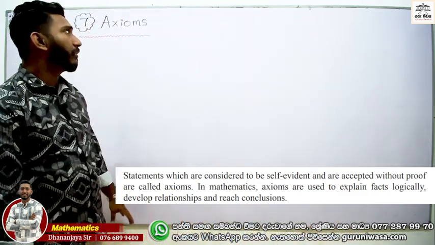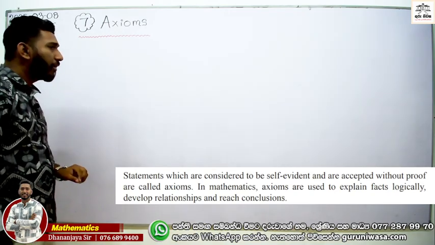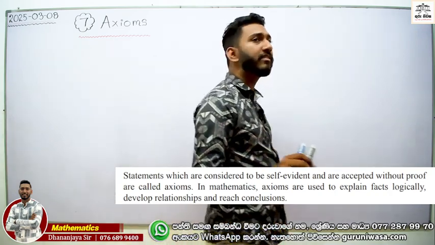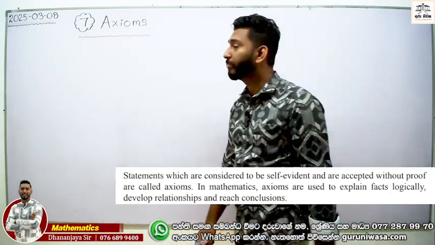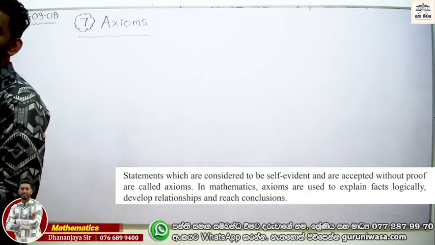Now, write the topic as Axioms, lesson number 7, put a star mark and write these sentences in your writing book. Hurry up. Those are the definitions.